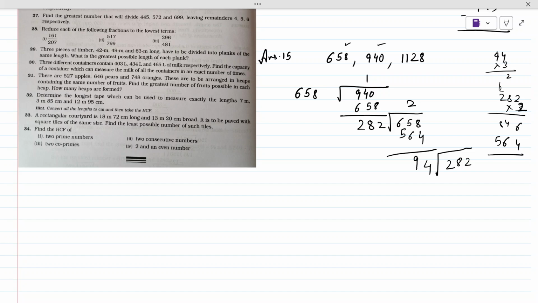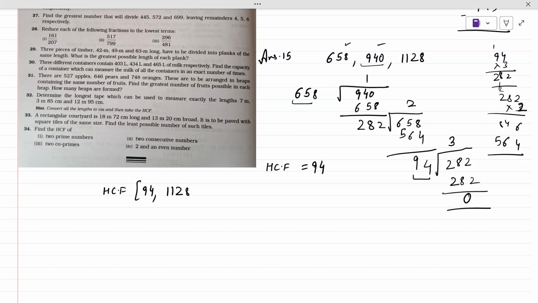3 into 4 is 12, 9 into 3 is 27, plus 1 is 28, which is what we are looking for. So this is completely divisible. We are getting the remainder 0. So the HCF of the two numbers, 658 and 940, is 94, because using this we are getting the remainder 0. Next, we have to find the HCF of this 94 and the remaining number. Same method we will use, 94 and 1128.